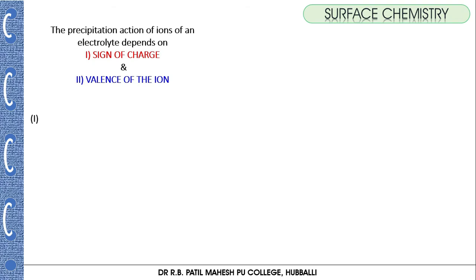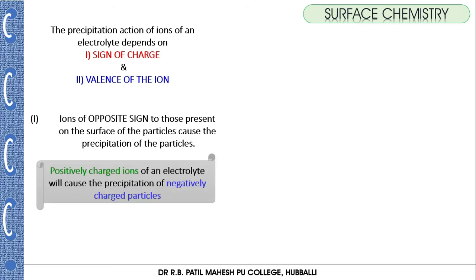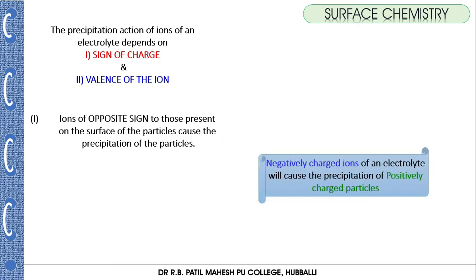We know that ions of opposite sign to those present on the surface of the particle cause precipitation of the particles. The positively charged ions of an electrolyte will cause precipitation of negatively charged colloidal particles, whereas negatively charged ions of an electrolyte will cause the precipitation of positively charged particles.